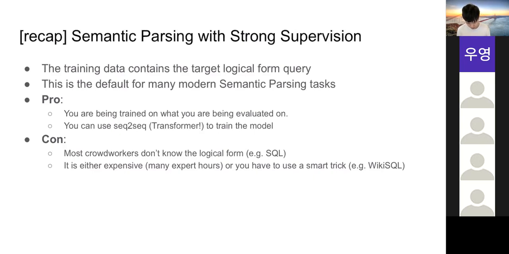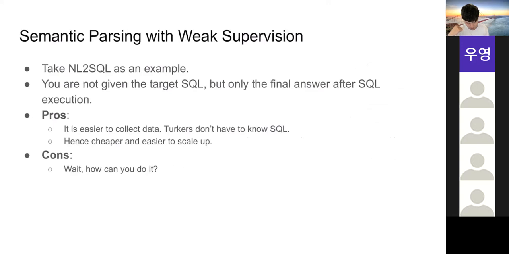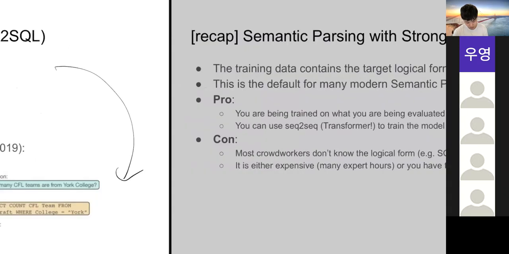So in many cases, you have to consider a case where you will not be provided with the exact logical form that corresponds to the given natural language query. So how can we approach this problem? The answer is that we might want to try a weak supervision method. So let's consider NL2SQL as an example. In this strong supervision case, we are assuming that you were given the target SQL, so you can approach the problem as seq2seq. But how about instead of giving the target SQL query, just giving the answer to the model? So the final answer to the model will be, in the WikiSQL case, just this.